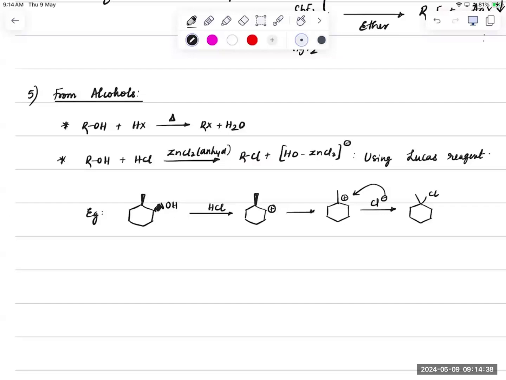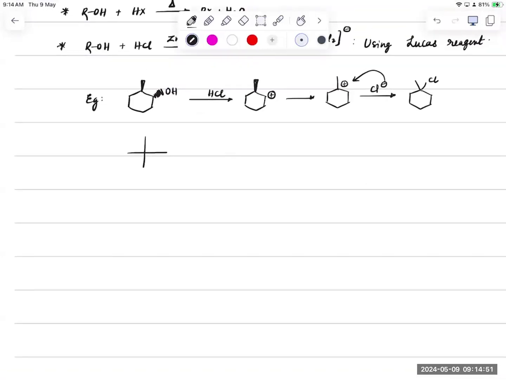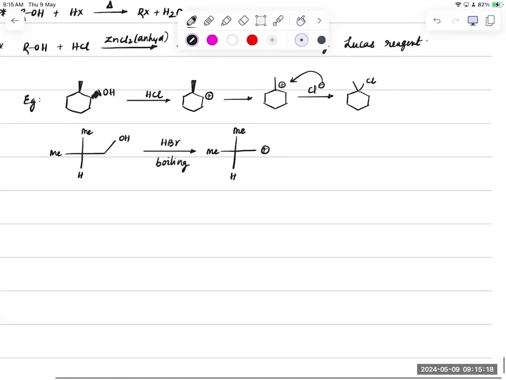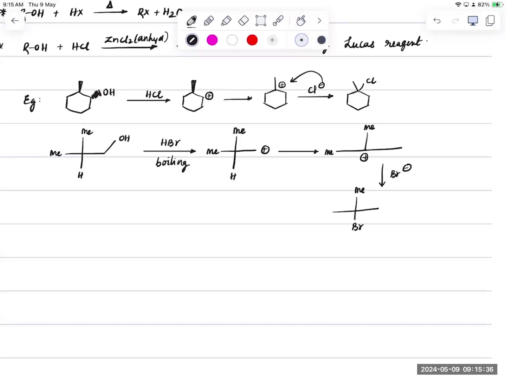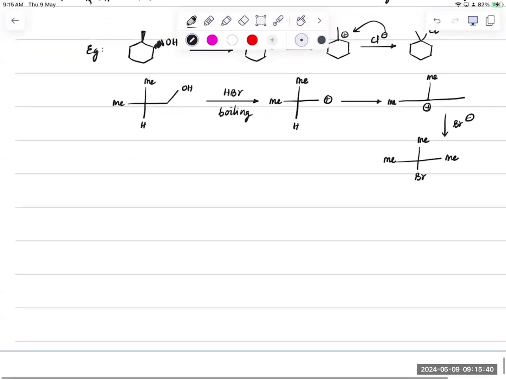Now, in case of primary positions, we need to use a boiling solution. Suppose you have a neo type of group here, with H and methyl here, and then OH here. If I want to react it via carbocation, I have to take HBr in boiling condition. Only then will the first carbocation be formed here, with methyl and hydrogen. Then the rearrangement will take place, which places the carbocation with methyl here. That's when Br minus will attack. Finally we get the product with Br here and methyl groups here. This is what you will get, but the condition has to be boiling.